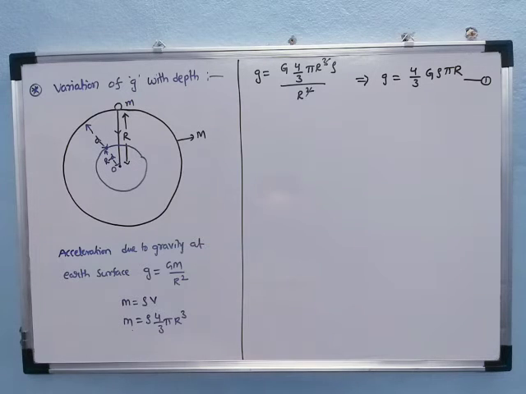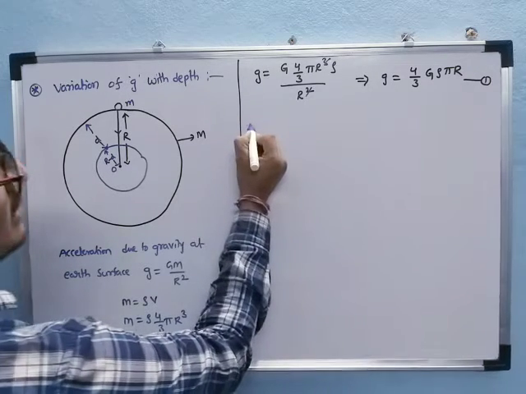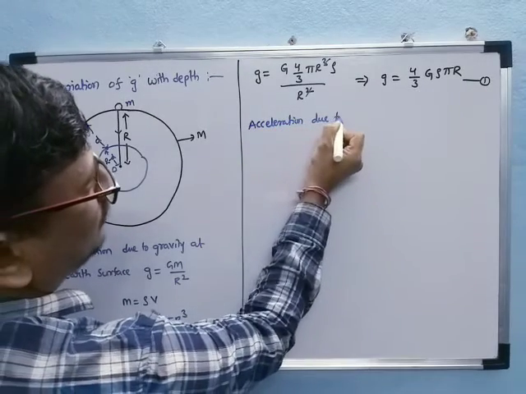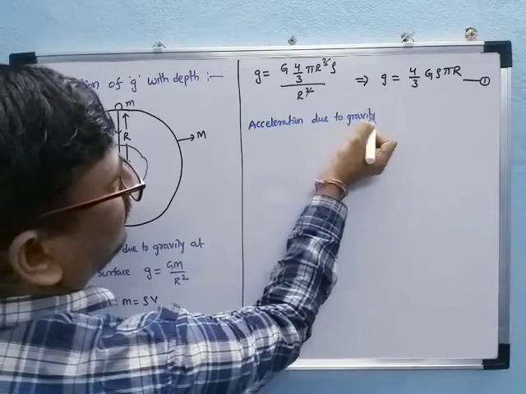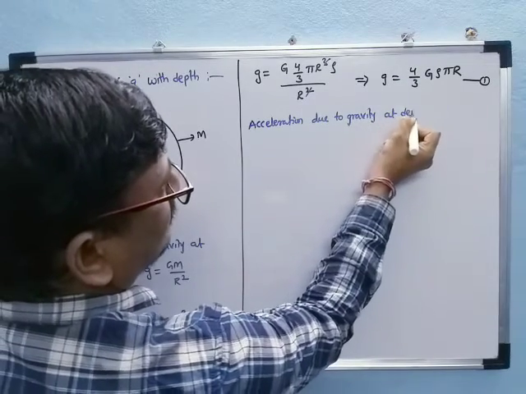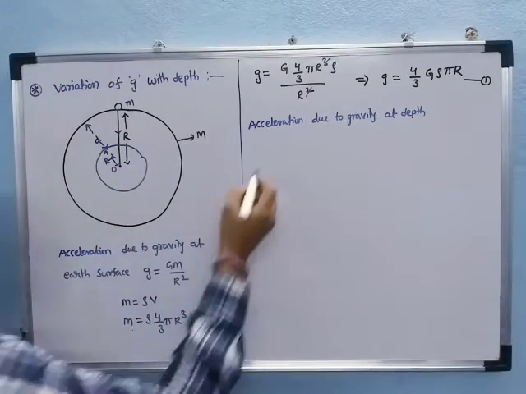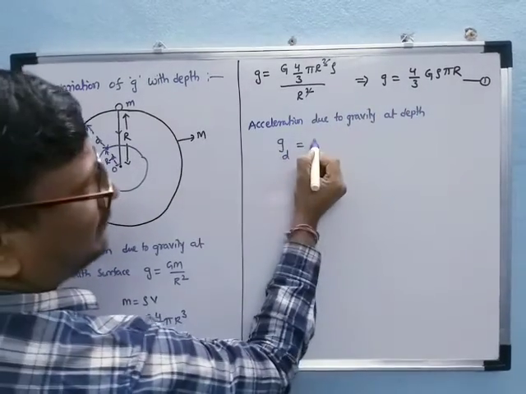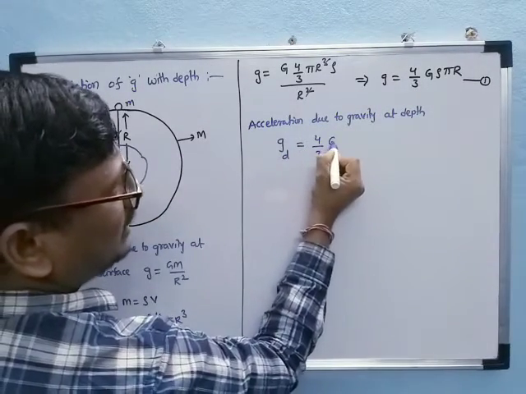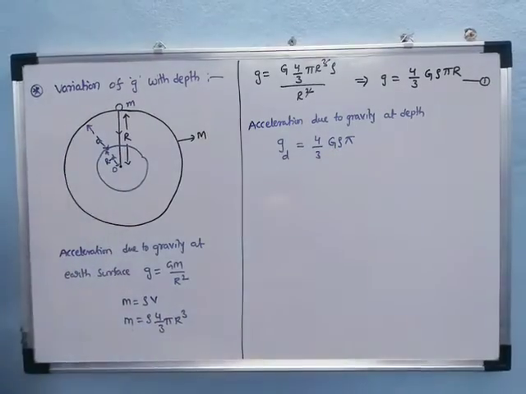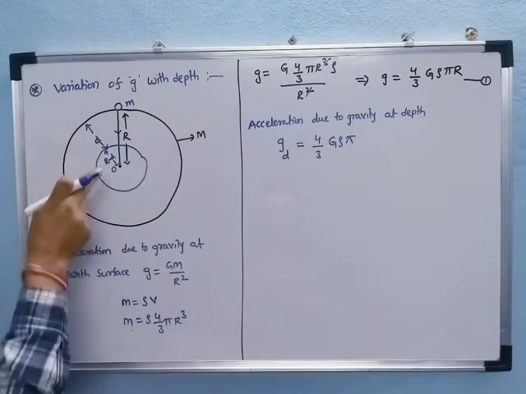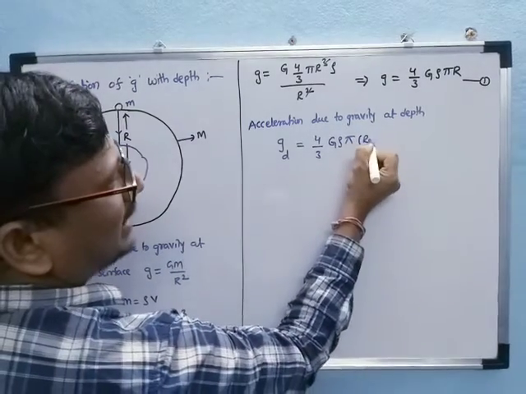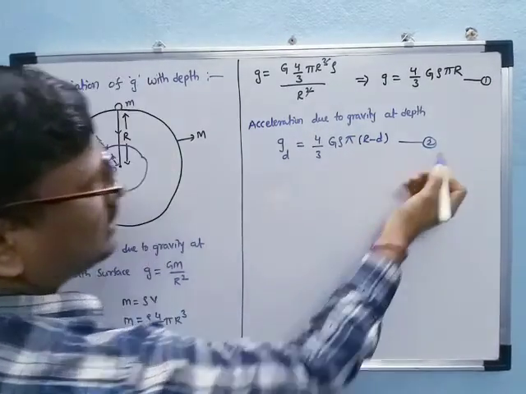The acceleration due to gravity at depth is g_d. Apply the formula: 4 by 3 G rho pi is a constant value, but what changes is the radius. The radius is nothing but the distance from the center to this point. How much is the distance? R minus d. This is considered equation number 2.